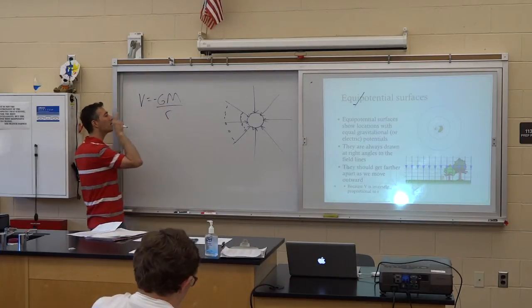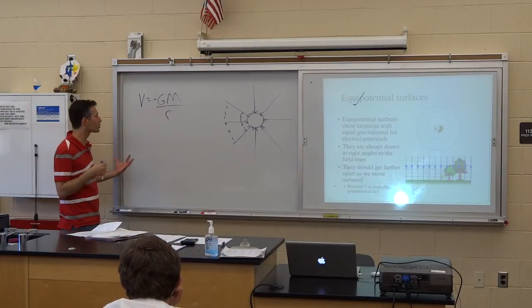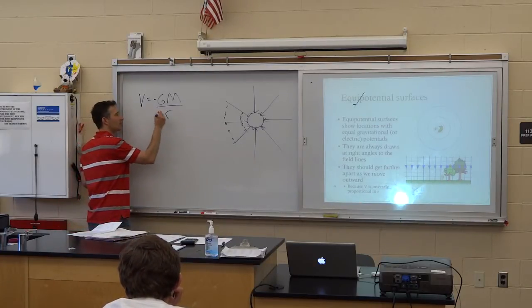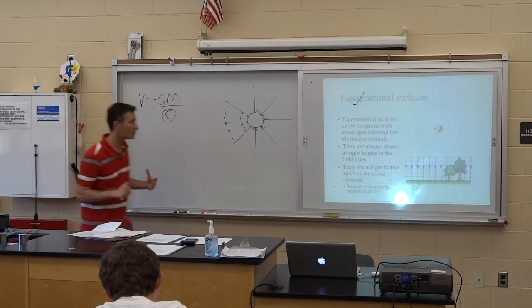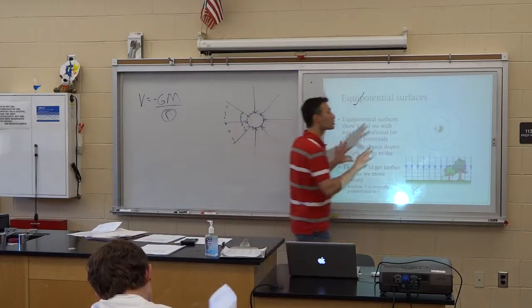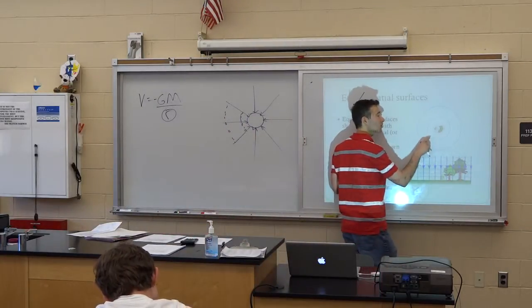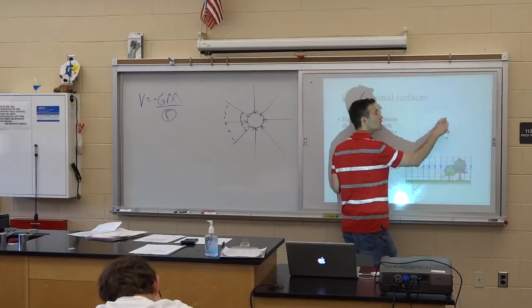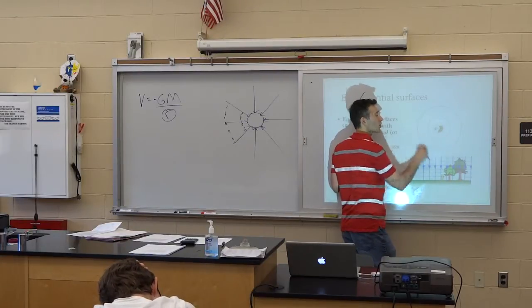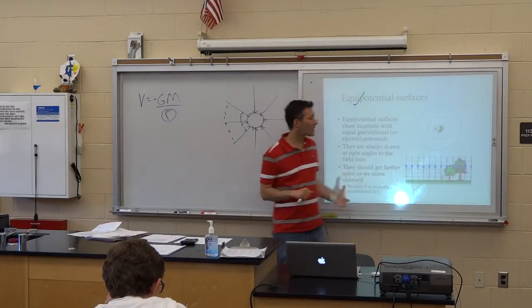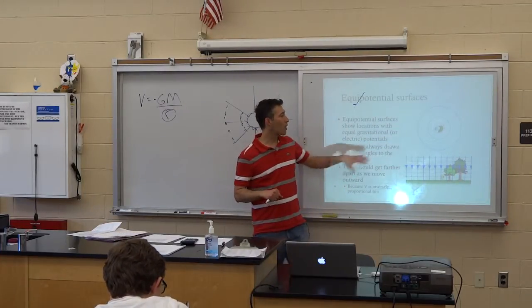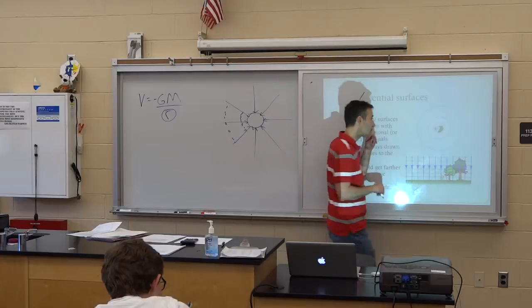So if we're dealing with a single planet as the source of our field, the only thing that's really going to affect the gravitational potential is our distance from the planet. So for a single mass system, our equipotential surfaces are just going to look like circles around our planet. These 3 dashed-dotted lines are 3 equipotential surfaces around the Earth.